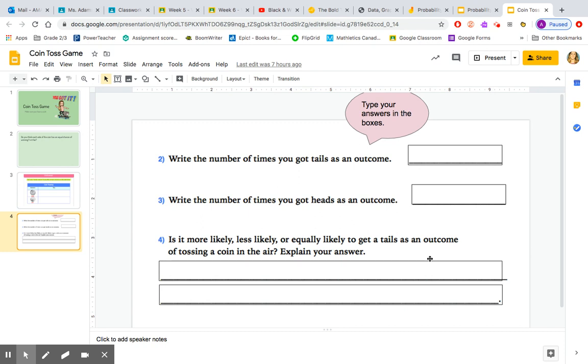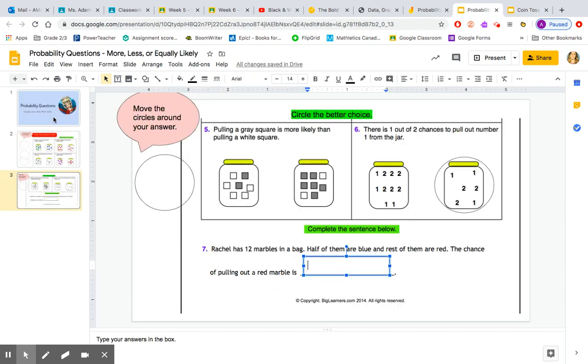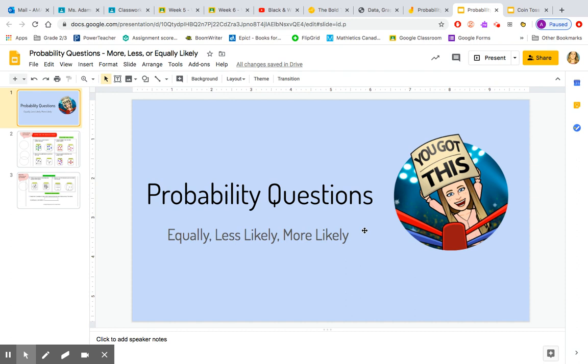Okay, I'm excited to see what you come up with. Please let me know if you cannot get into the coin toss game PowerPoint or the probability PowerPoint. Let me know and I will send you a picture of the worksheets, but you have to message me and let me know if you can't get in, and then I will send you the worksheets. Okay?